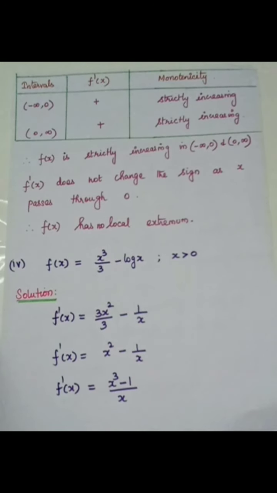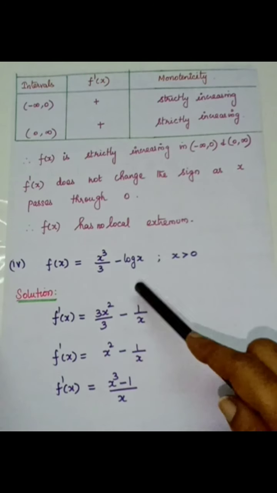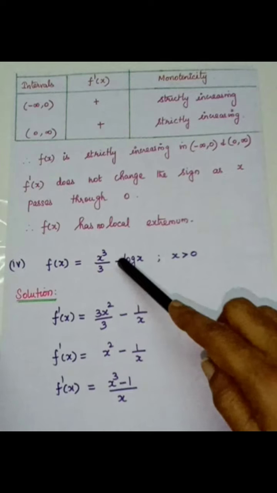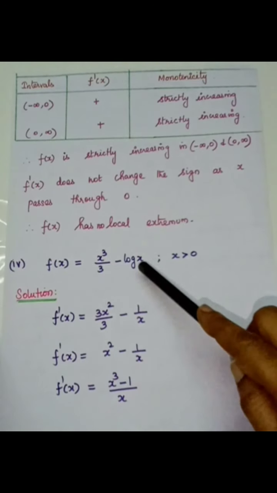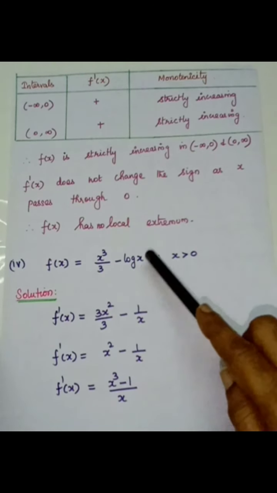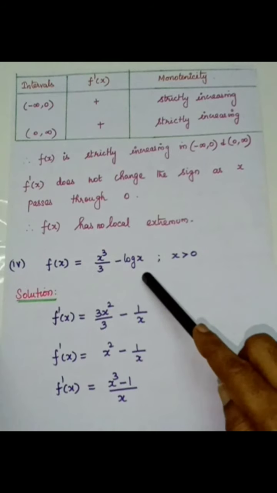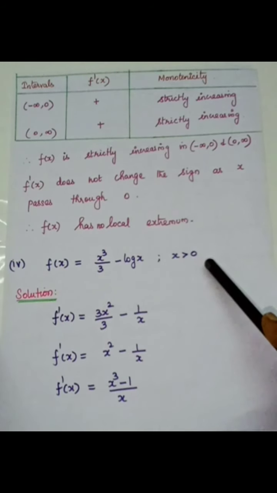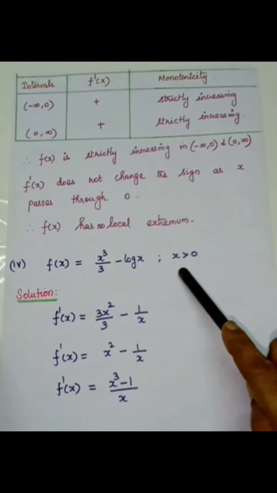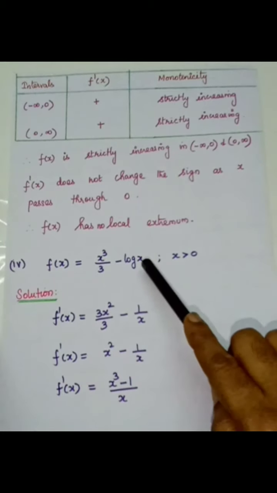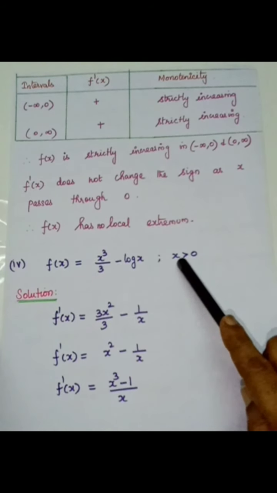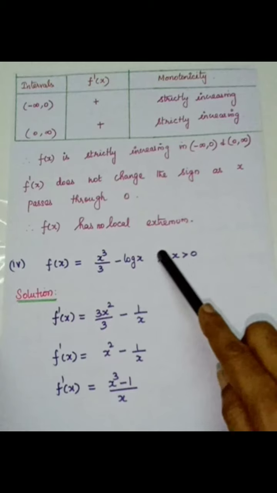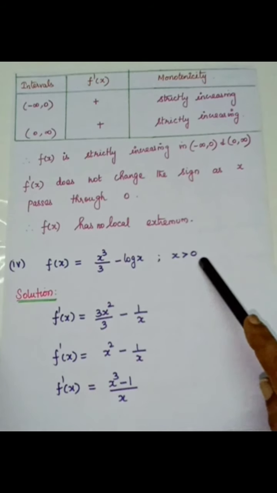Okay, come to the fourth subdivision. F of x is equal to x cube by 3 minus log x. Okay, you see log x is there. So the log x is defined only when x is greater than 0. So this function is defined only when x is greater than 0. So that's why here I have written x greater than 0.